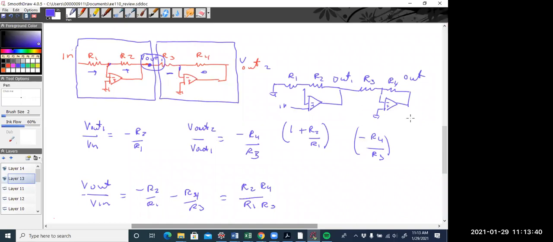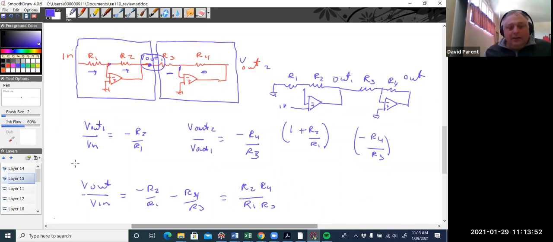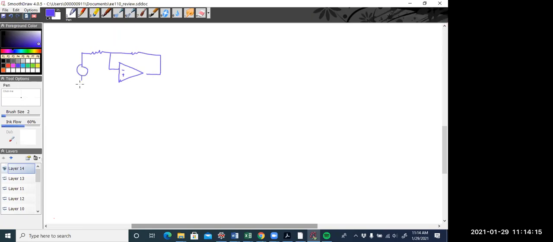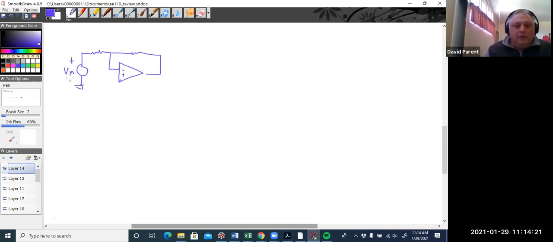Yes, sir. And yes, sir. Yes, ma'am. Okay. Yes. What's different between inverting and non-inverting? Like how can you recognize it? Okay, that's a good summary question. And also the ideal amplifier too, please. Sure. Thank you.